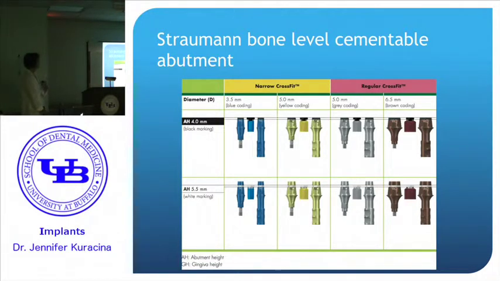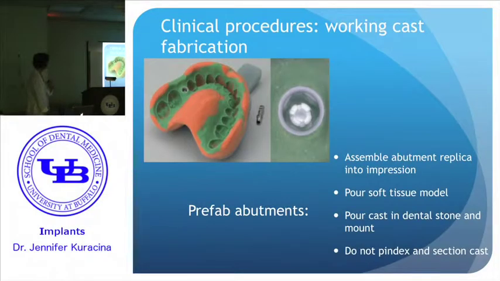Cementable abutments kind of follow along the solid abutment concept, except it's two pieces. Again, you're going to insert your abutment. They've got a plastic component for making an impression of it. They've got abutment replicas that you snap into your impression and fabricate your cast. When you make one of these casts for a prefabricated abutment and you're using an abutment replica, the student does not need to Pindex that, but they should pour a soft tissue model.